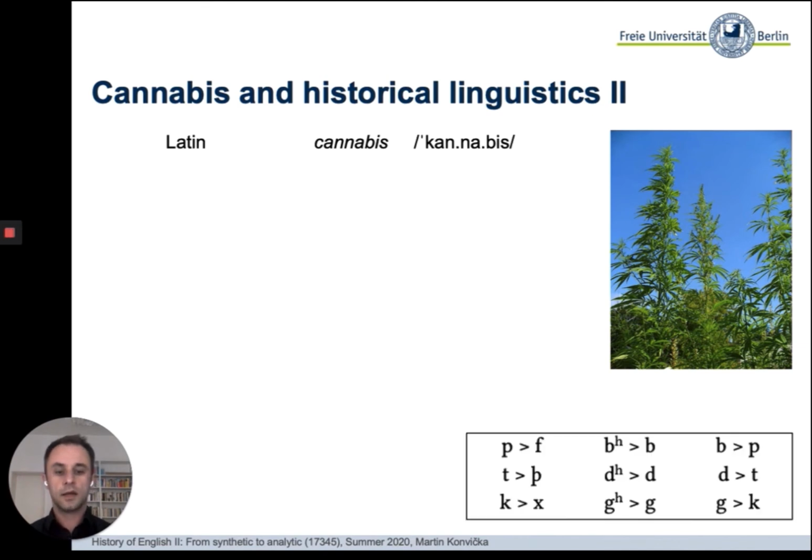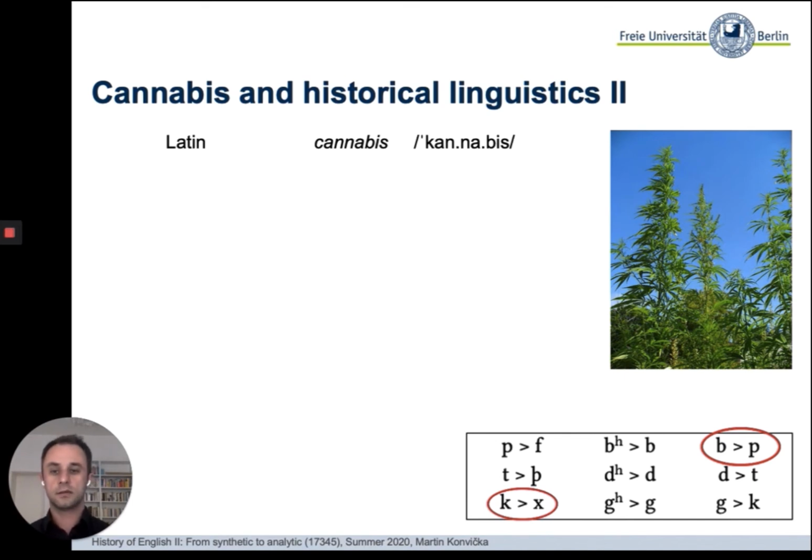Here, only that you refresh your Grimm's law knowledge. You see the different changes. And now let's see what happens if we actually apply them to this word. And more specifically, we're going to look at these two changes from Grimm's law, from B to P and from K to Ch. Right, so we see that in the word cannabis, we have K and B.